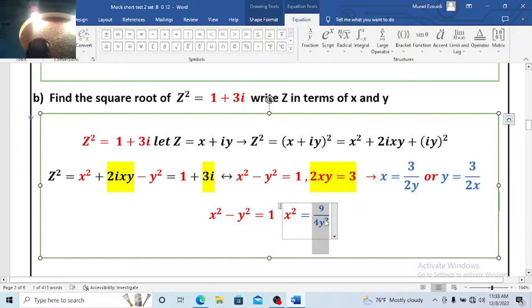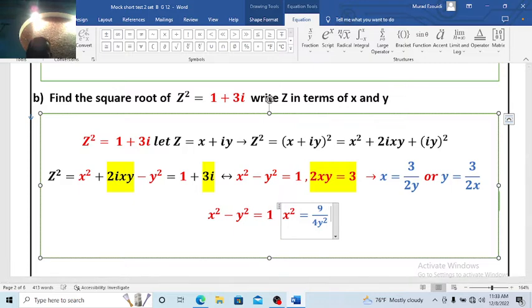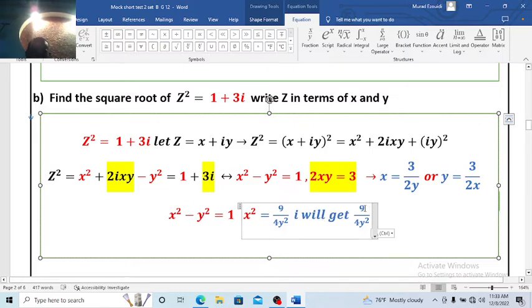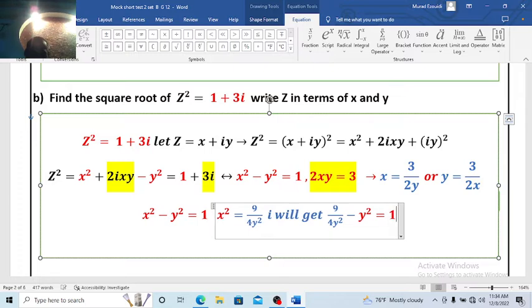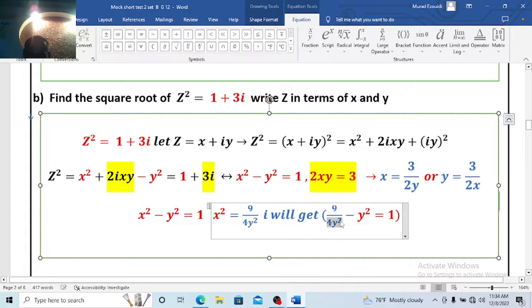So I will obtain 9 over 4y squared minus y squared equal what? Equal 1. To ignore the value written on the denominator, 4y squared, you will just multiply your equation both sides by 4y squared. Therefore I will multiply by 4y squared.